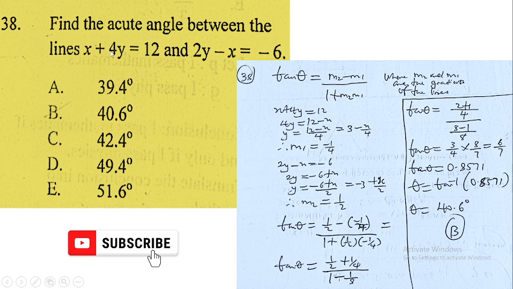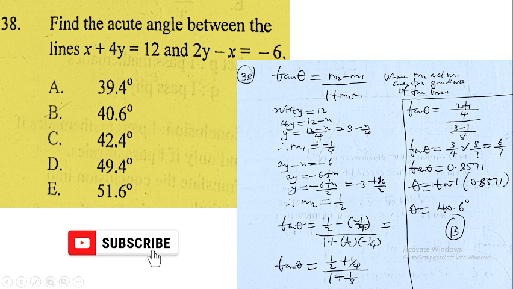When you make the two equations look like the template of the linear equation, the template of the linear equation is y is equal to mx plus c. So we need to make this equation look like that, and by so doing, make y the subject of the formula. If you do that, y will be equals to 3 minus x over 4, where the gradient will be minus 1 over 4. So m1 will be minus 1 over 4.